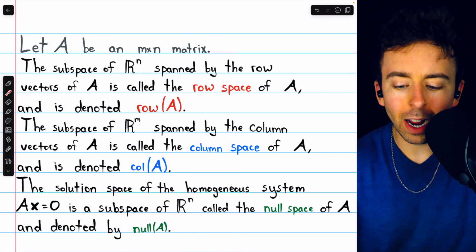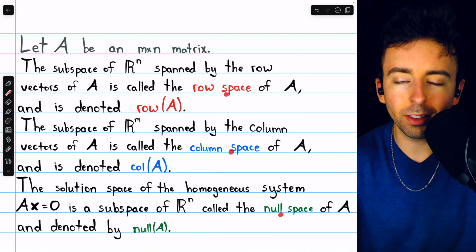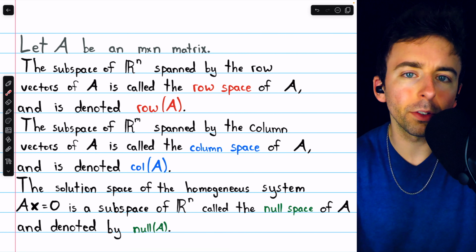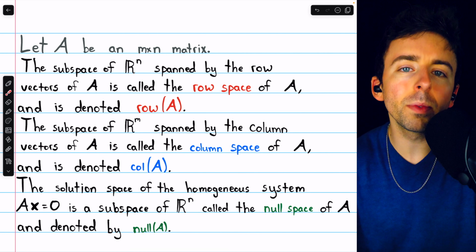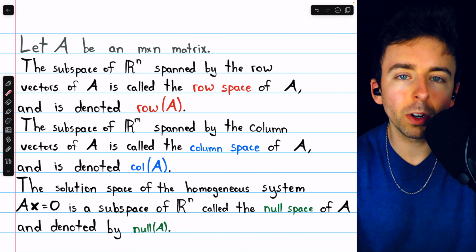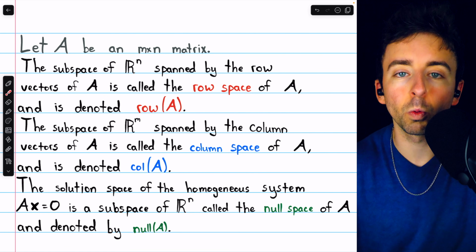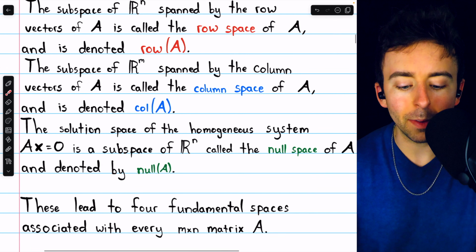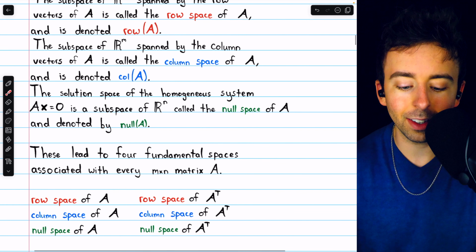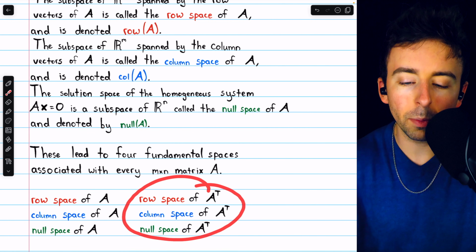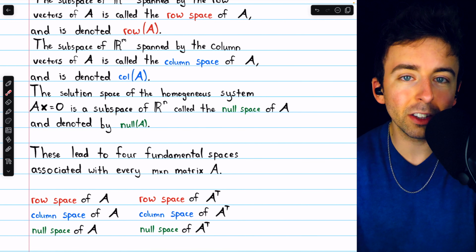Now you may wonder, how do these three spaces associated with the matrix A lead to four fundamental spaces? Well, it comes from the transpose of A. You may recall the transpose of a matrix is found by swapping its rows and columns. Although, more naturally, that may immediately make you think of six spaces: the row space of A, the column space of A, the null space of A, and then the row, column, and null spaces of A transpose.